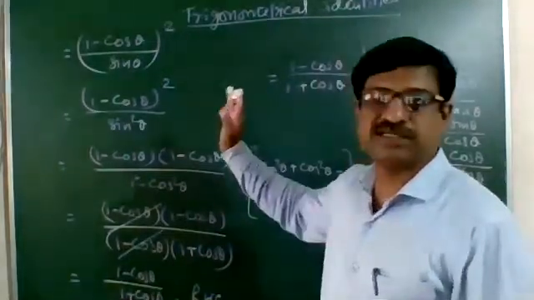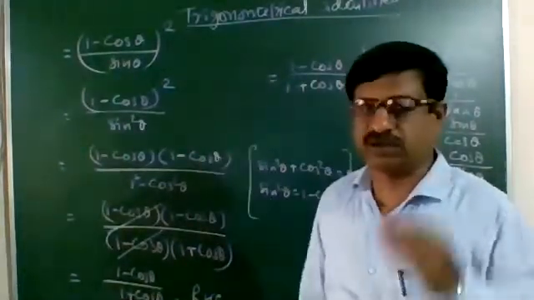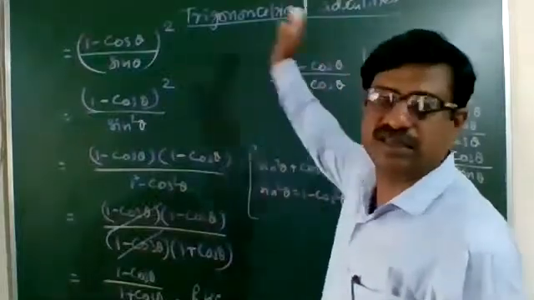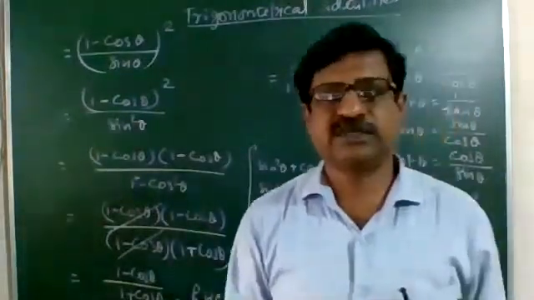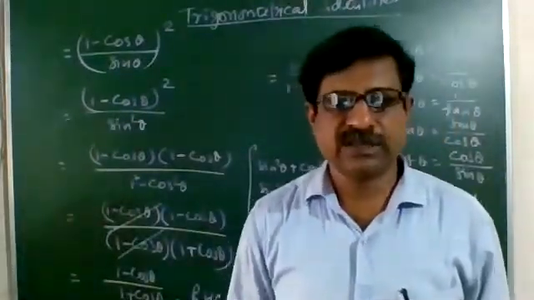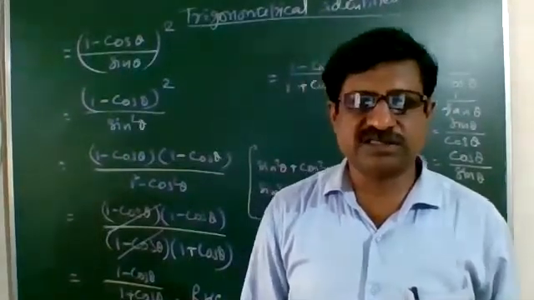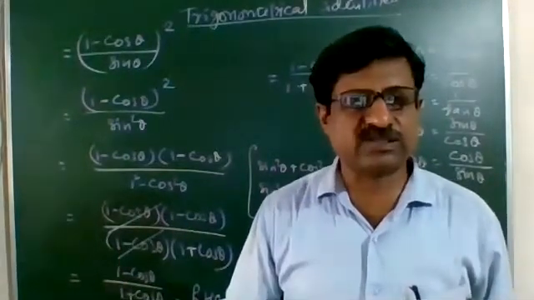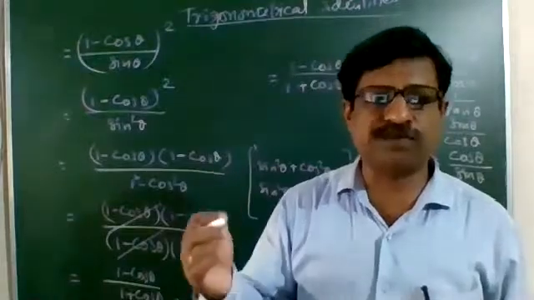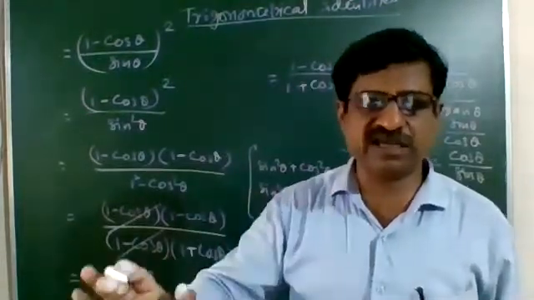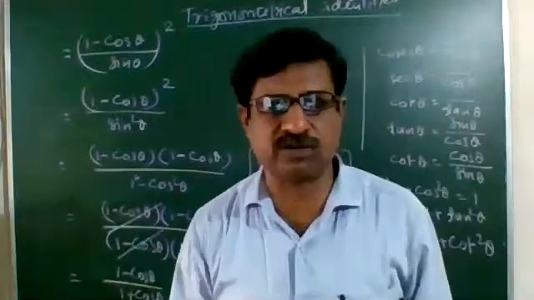It is not necessary to start from the left hand side only. If you want, you can start from the right hand side, and then you have to reach the left hand side. The procedure is the same. This is one of the questions I have done for you, expecting that you understood this. All the identities have to be kept in your mind and used in the proper places. If you don't have any idea, change each of the values in terms of sin and cos.